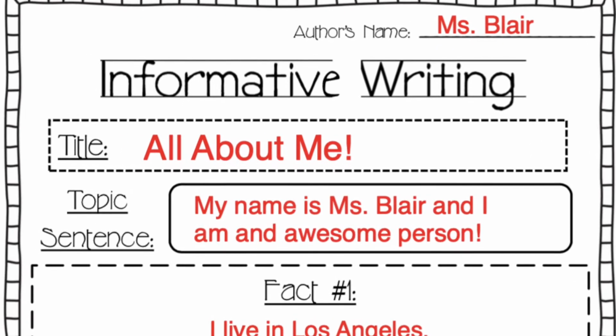And then we're going to start with our topic sentence. And remember, your topic sentence tells the reader what your story or what your paper or what your essay is going to be about. And we write things to be read, and so we want to tell our reader what our story is going to be about, and that's what we use our topic sentence for. So I'm going to keep my reader in mind as I write my topic sentence for my All About Me book. So I'm going to write, my name is Miss Blair, and I am an awesome person.